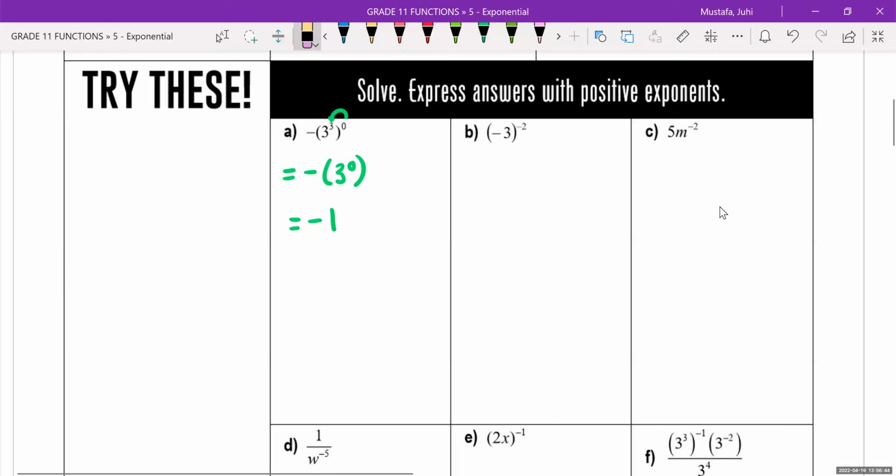Okay, and again, if you're confused about something, just stop me and I'll explain it again. For the next question, our base is -3 and our exponent is -2. So to get rid of the -2, we're going to make it into a fraction where it's going to be 1 over -3 to the power of 2. And that's just an easy solve. It's going to be 1 over 9.